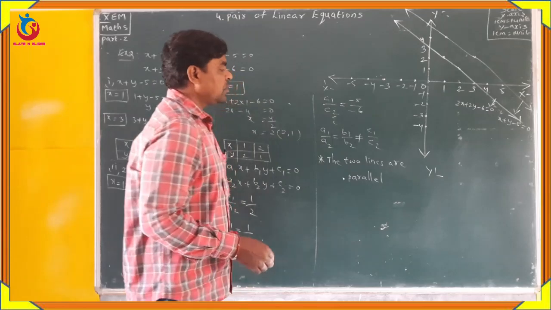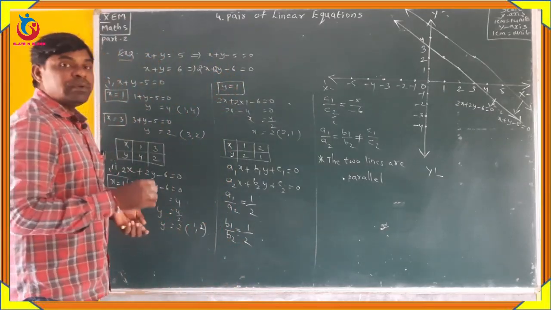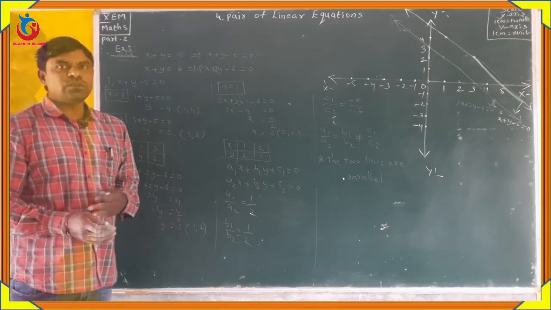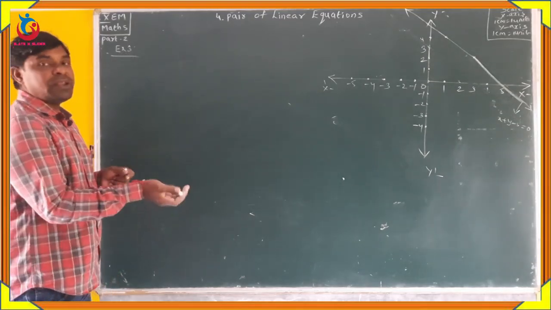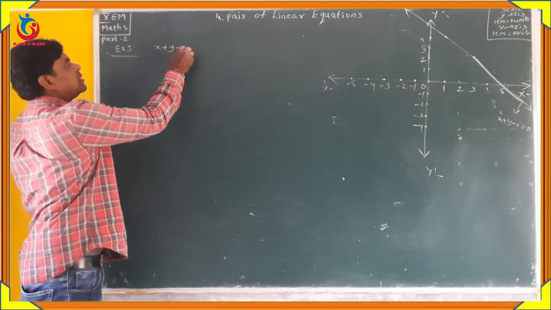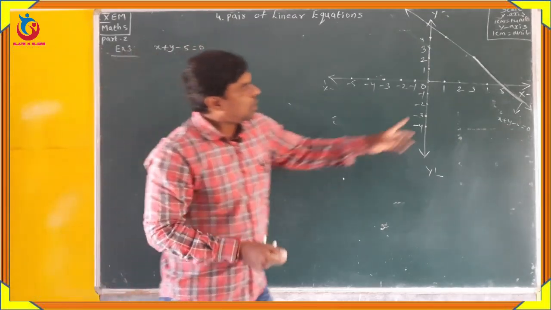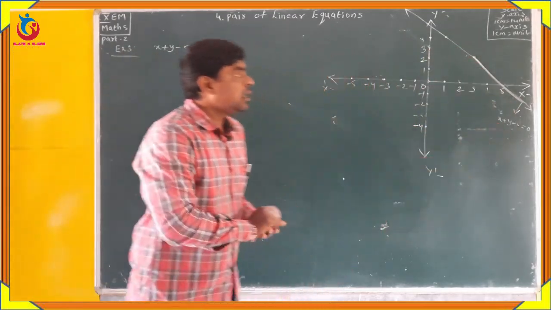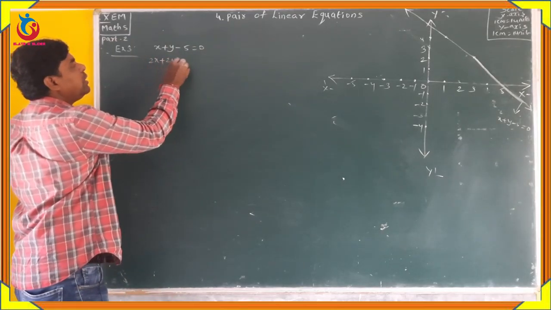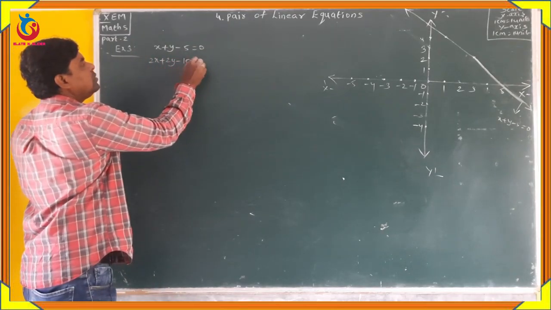This is the condition. And we will take one more line and we will draw the graph. Let us go through example 3. Here I would like to take the previous equation again, that is x plus y minus 5 is equal to 0. The same equation, I am not changing this one, and I would like to take one more equation, that is 2x plus 2y minus 10 is equal to 0.